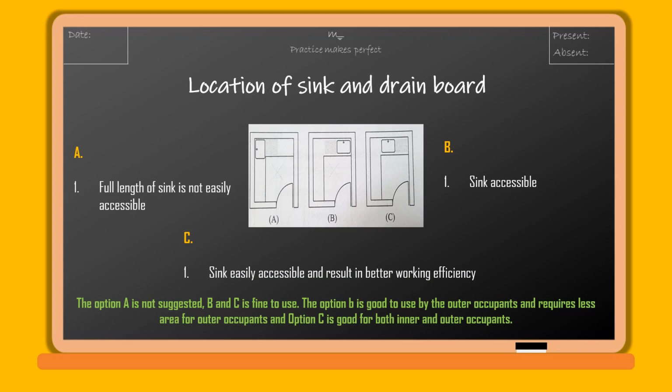The location of the sink must be at a favorable distance for both the outer and inner occupants. Inner occupants use the sink for washing vegetables and other purposes, and the outer occupants also use the sink for washing hands and some other activities. So it must be easy to use for both of them, and we can place the sink and drain board just like figure C.